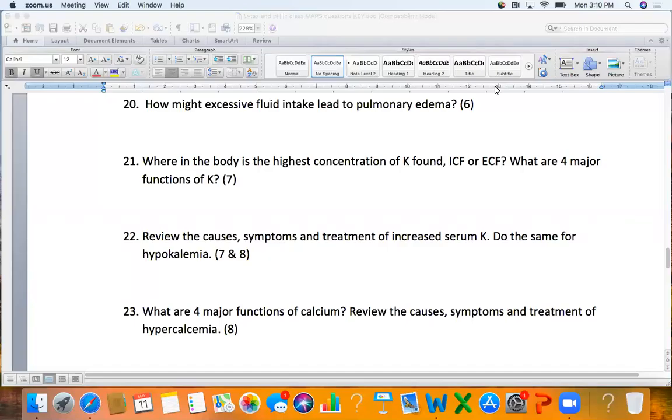Welcome to Variations 4, the pH and Lytes unit, covering questions 21 and 22. This is talking about serum potassium. So 21, just some basic questions about potassium: where is it and what are its functions? 22 is going to ask us to talk about increased levels and decreased levels of potassium and some discussion around that. So we'll approach both those questions right now in map 7 and 8.